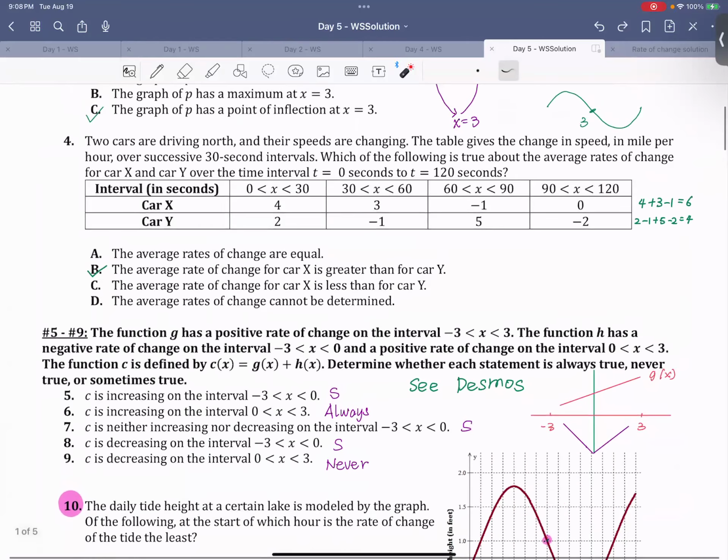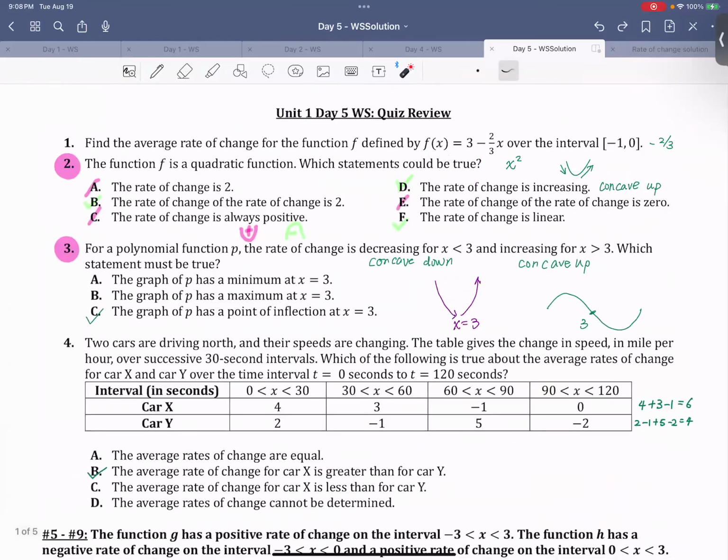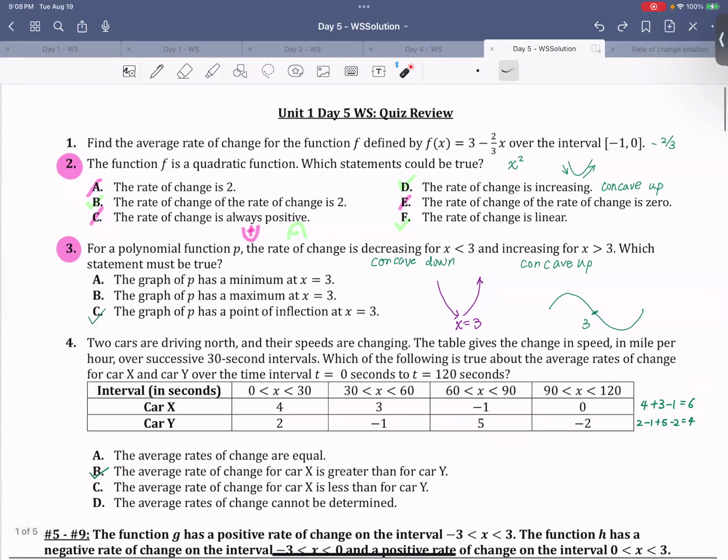Next. Number 4 is an easy one, but look, they give you the intervals 0 to 30, 30 to 60, 60 to 90, 90 to 120, and they ask you what is true from 0 to 120. Don't overthink. Just this is something build up. Add them, 6. Build up. Add them, 4. This is greater than that, so you choose B. That's easy. Don't overthink.